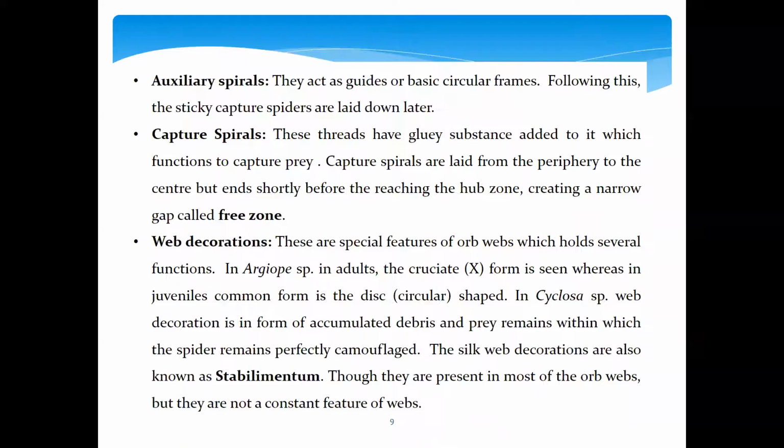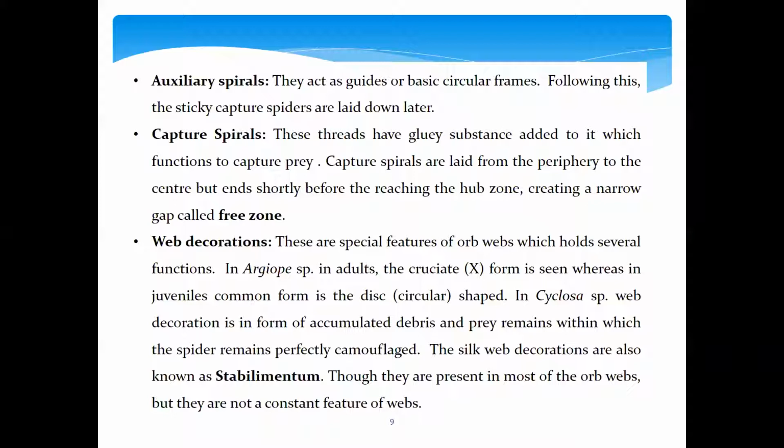The feeding will start. So amongst the other types of web elements, we have the auxiliary spirals. Auxiliary spirals act as a guide or the basic circular frame. We know the first thing laid out is the frame threads. Then come the radial threads and the center is constructed. After that, there are the very big auxiliary spirals, not the fine meshes. So auxiliary spirals act as a guide or basic circular frame, and following this, the sticky capture spirals. I wrote spiders by mistake; it should be spirals. So sticky capture spirals will be laid down later.